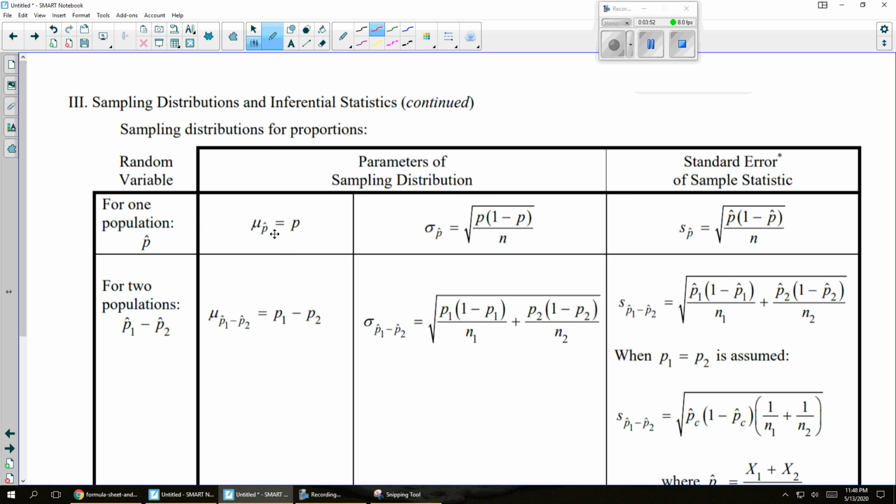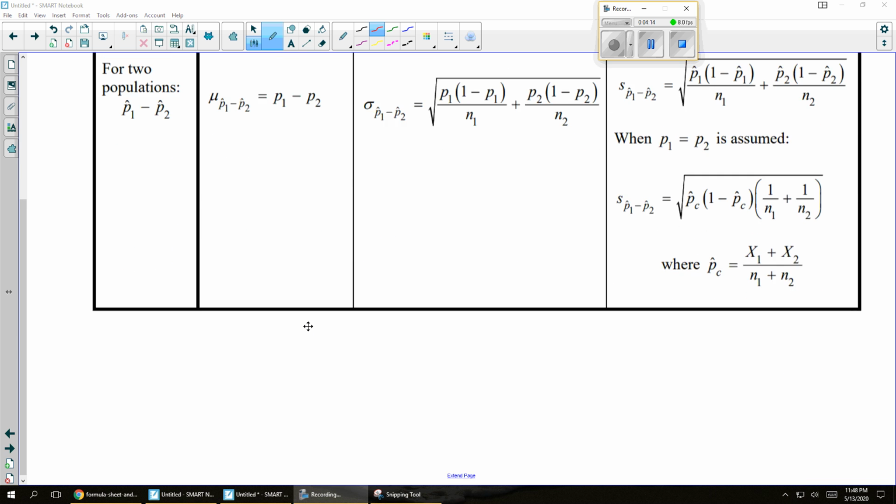And so we see here, here's the means. Here's the standard deviation, or the standard error of the sampling statistic. So what I would use in a confidence interval problem versus what I would use in a hypothesis test. These, of course, are for proportions, as it says right there. One proportion, two proportions.